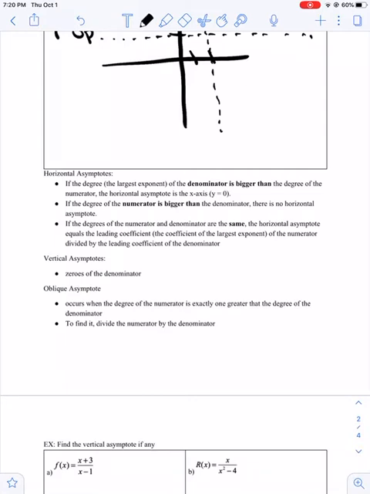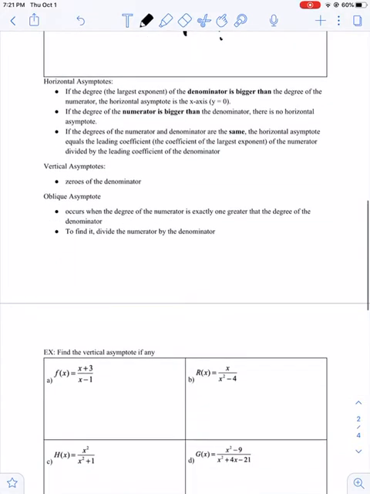Next is the oblique. These are like sideways, slanted. Another word they use for oblique is slanted. And this occurs when the degree of the numerator is exactly 1 greater than the degree of the denominator. And to find it, you divide the numerator by the denominator, and you can do this using synthetic division or long division. So let's go look at a couple examples to get some practice.